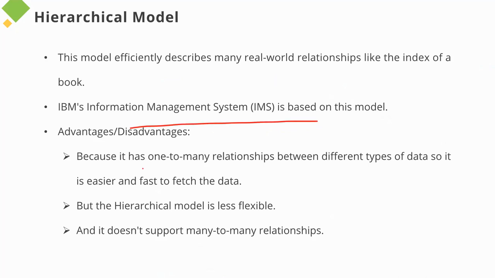And what are its advantages or disadvantages? It has only one to many relationships, like one single parent to different children. It's very easy to fetch the data, but it's less flexible because it doesn't support many to many relationships. So we go for another upgraded model which supports many to many relationships.